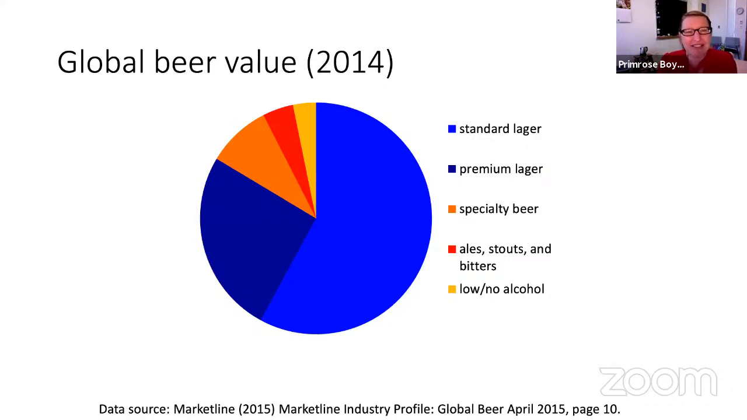Here's a pie chart that represents the global beer value in 2014. The blue colors are lagers. The warm colors are ales and some other beers. This is over 3/4 of all global beer value. This is extremely important economically. And yet, again, in the 20th century, we simply didn't know where that yeast came from, except by saying, well, we know it's been around since Germany in the Middle Ages.